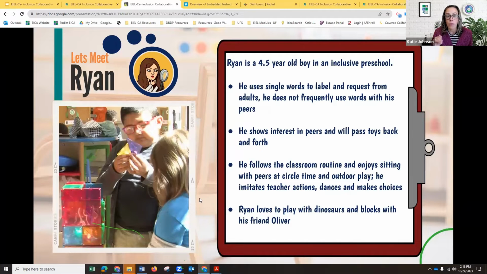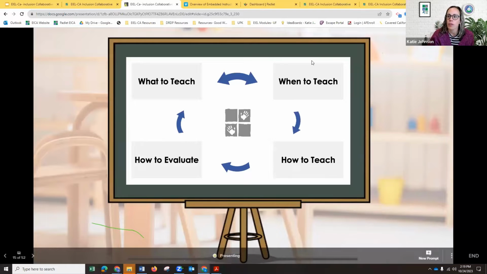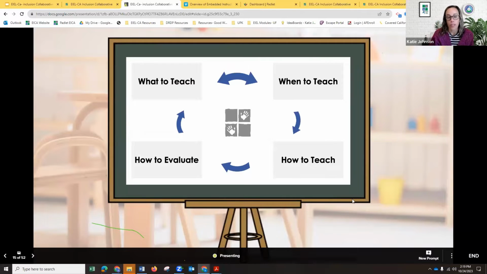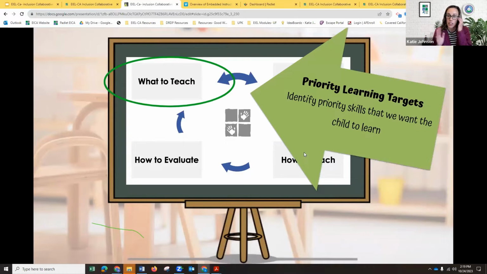We're going to dive more deeply and share some information around Ryan, but we really want to show you what we're looking at when we're looking at these components of embedded instruction. So we're going to start. These are the 4 components: what to teach, when to teach, how to teach, and how to evaluate. Okay, those are the 4 components of embedded instruction. And first, we're going to look at this first one, which is what to teach.